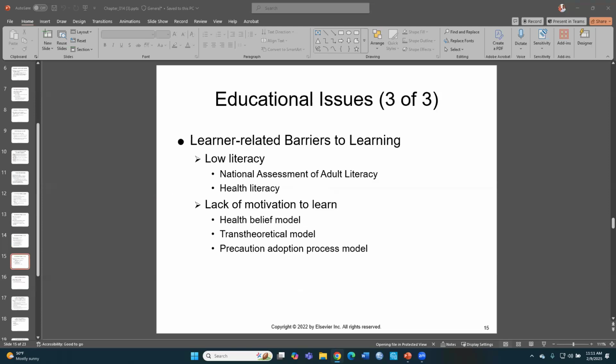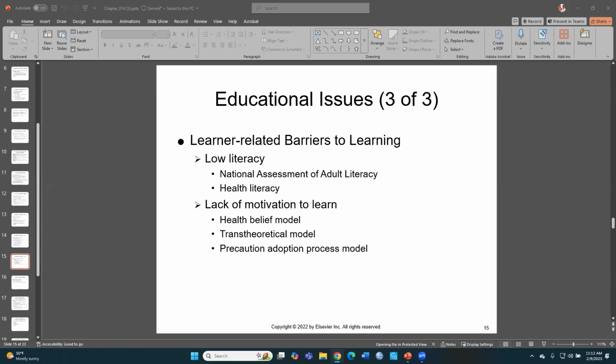When we look at learner-related barriers, two of the most important barriers are low literacy and lack of motivation to learn. So we often deal with patients that have low literacy levels. They may be embarrassed to admit this, especially to educators or healthcare providers. They may not try to let you know that they don't know, so they may appear a little bit more confident than they really are about the subject. And so we do need to take this into consideration.